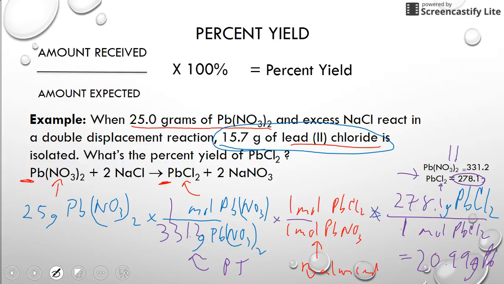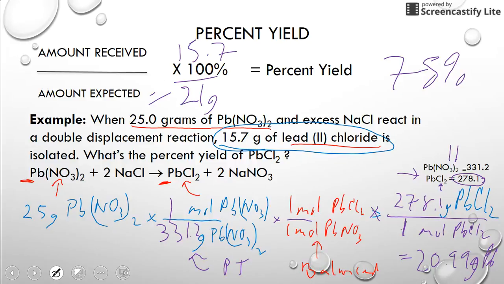So our amount expected is 21 grams basically, and what we got is 15.7. You divide 15.7 by 21, times 100. And this was a 75% yield reaction. And that is percent yield. And that is the unit.